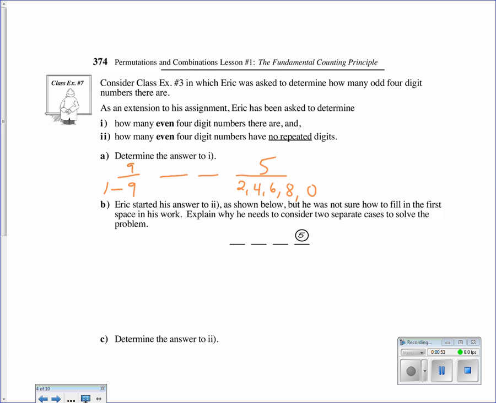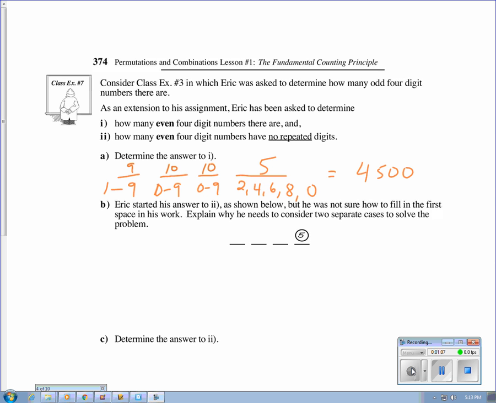And since we're not worried about repeated digits, I could run 0 to 9 in this position. That's 10 different numbers. 0 to 9 in this position. That's 10 different numbers. And I get to multiply all of these together. So that's 4,500.